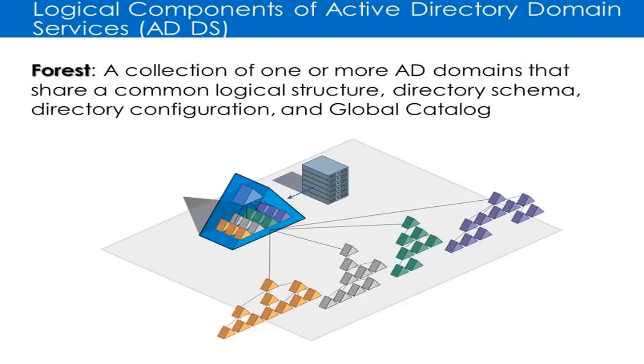So first, I'd like to talk to you about the logical components of Active Directory Domain Services. And the first one I have listed here is something called a forest. And a forest is a collection of one or more Active Directory domains. Now, that may or may not be clear to you because you may not know what a domain is yet, but we'll talk about that in a minute. But you'll have many of these different domains that share a common logical structure, something called the directory schema, which we'll also talk about, directory configuration, and global catalog. Basically, the easiest way to simplify what a forest is, it's one instance of Active Directory Domain Services.